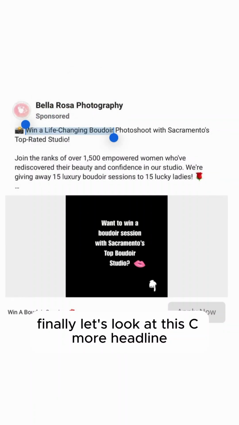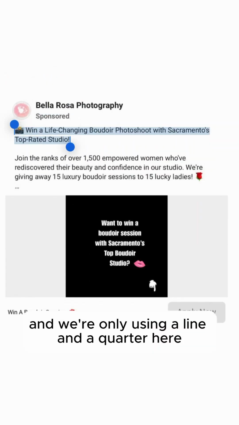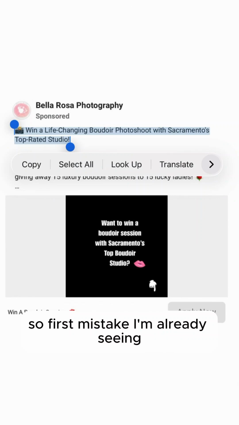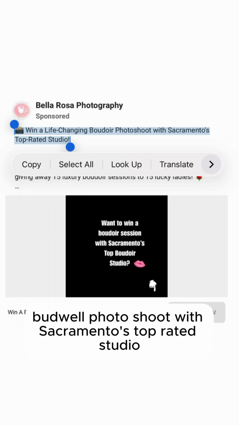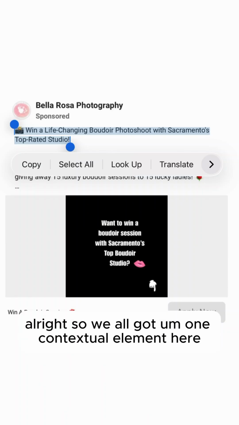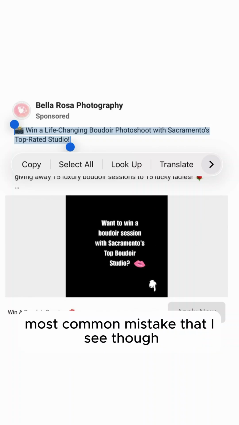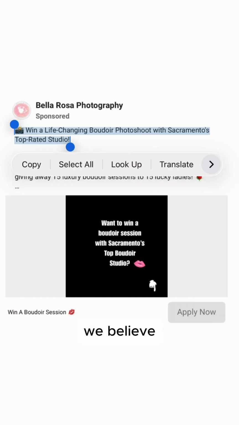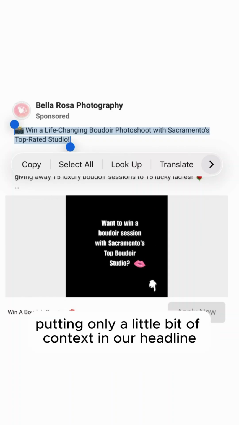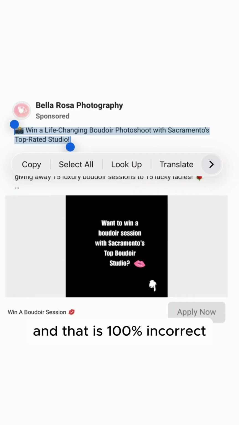Finally, let's look at this See More headline. First 2 3/4 lines, Facebook newsfeed mobile. And we're only using a line and a quarter here. So first mistake I'm already seeing, we're only using like half of our space that we should be. "A life-changing boudoir photo shoot with Sacramento's top-rated studio." All right, so we only got one contextual element here. So yeah, that's the lack of context mistake. Most common mistake that I see though. The false belief that causes us to make this mistake is we believe putting only a little bit of context in our headline is the number one way to bring in buyers. And that is 100% incorrect when dealing with Facebook ads.